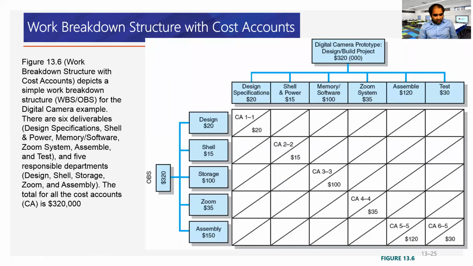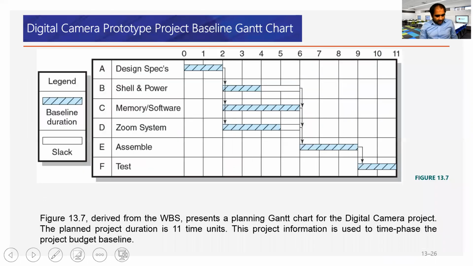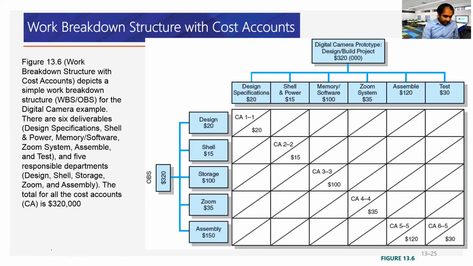Work breakdown structure with cost account. A very simple illustration with the total budget here. How do we break the total budget into specific work packages? How is this allocated? In terms of the total number, as I said, we can calculate earned value at the work package level and then add them up to get the total earned value of the project.